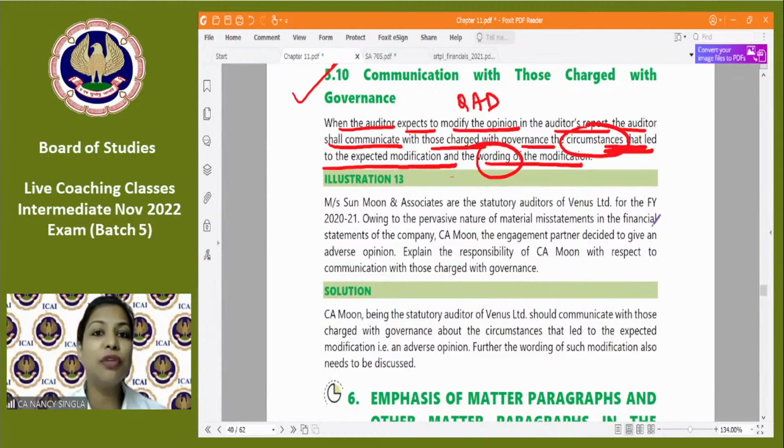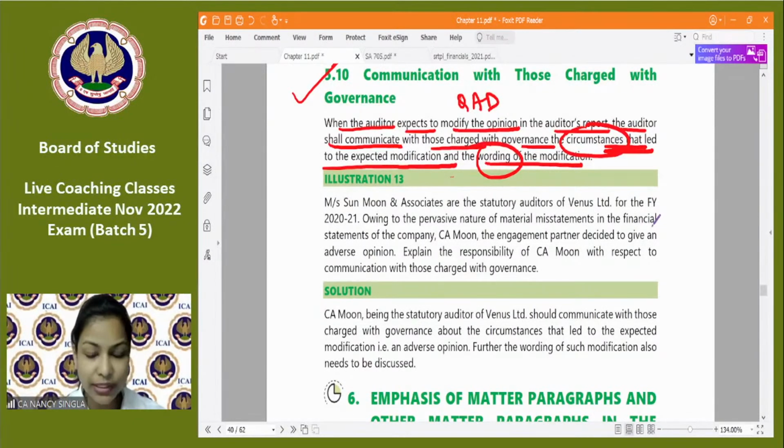Qualified, adverse or disclaimer. It depends upon whether the misstatement is material and pervasive. What is meant by material? In terms of SA 320, materiality in planning and performing an audit. What is material? As per the financial reporting framework, if it is defined, and if it is not, then a misstatement that has an effect on the economic decisions of the users of the financial statements.